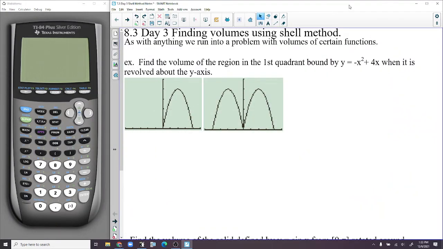Day 3, finding volumes using the shell method. As with anything, we run into a problem with volumes of certain functions. Find the volume of the region in the first quadrant bound by y equals negative x squared plus 4x when it is revolved about the y-axis.